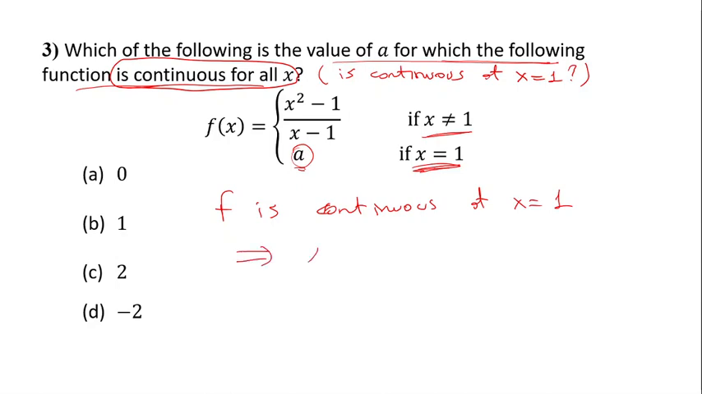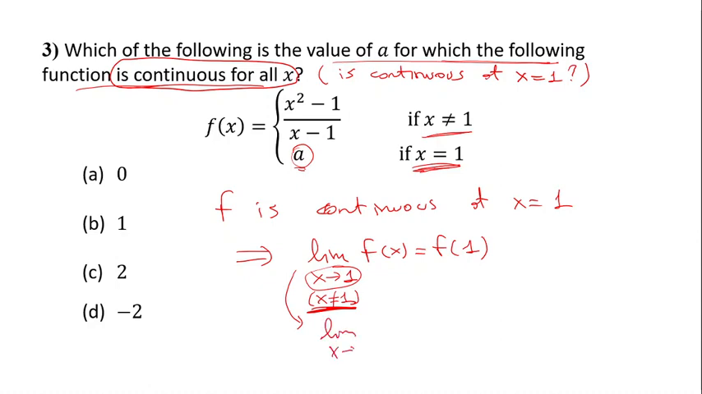So, which means the limit of f of x as x goes to 1 should be equal to f of 1. So what is this? Now, if the function is behaving differently at x equal to 1 and x not equal to 1, and you're taking the limit when x goes to 1, you have to look at this case here. So it will give you the limit as x goes to 1 of f of x, which is x squared minus 1 over x minus 2, x minus 1.